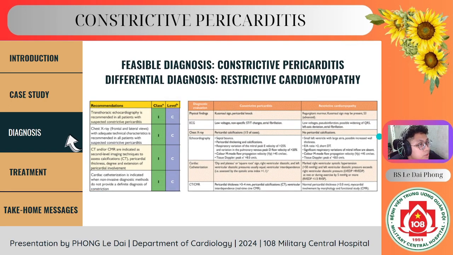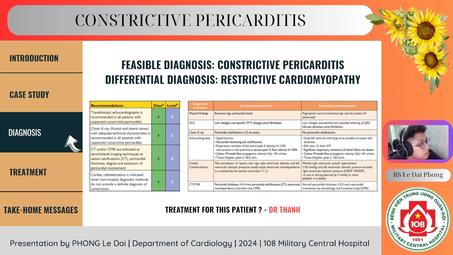And the feasible diagnosis is constrictive pericarditis. We can use other imaging tests to exclude the restrictive diagnosis. So we can use the EKG, the chest X-ray, the cardiac catheterization, the CT or CMR.